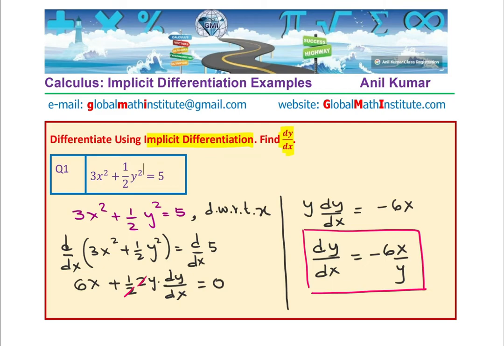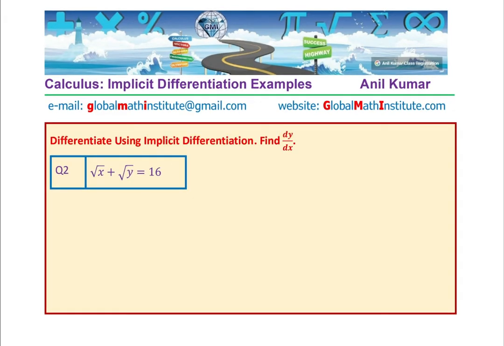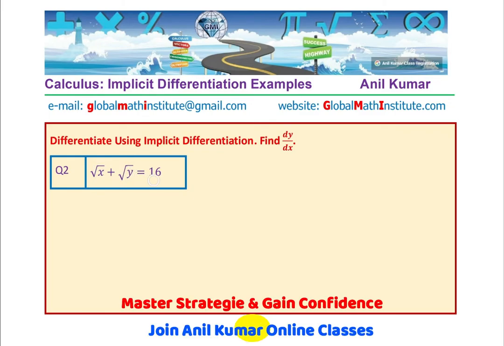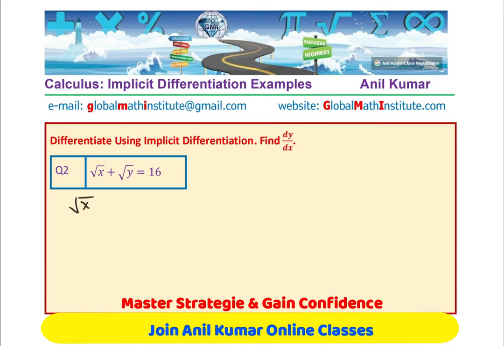Now we have a very similar question for you to do. So this time we have square root of x plus square root of y equals 16. So let me rewrite the question here. We have square root of x plus square root of y equals 16. Now some of you will write this as x to the power of half plus y to the power of half equals 16, and then they will do differentiation with respect to x, correct? Let's do that.